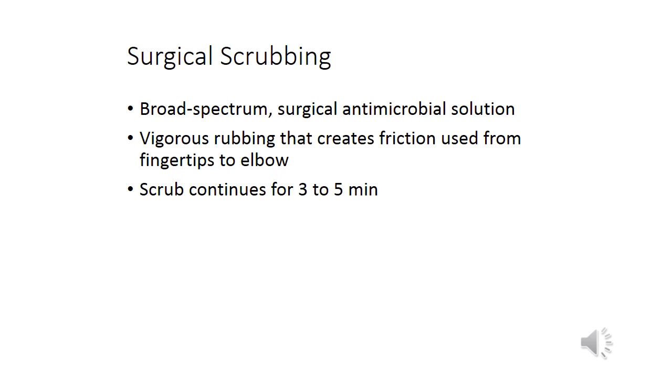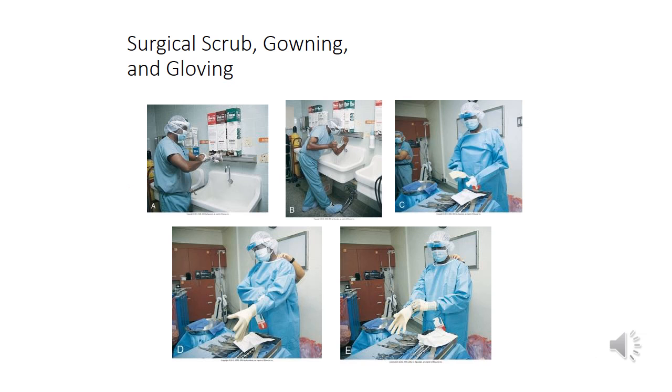A broad-spectrum surgical antimicrobial soap is used for the surgical scrub. Plain or antimicrobial soap is used for washing hands immediately before the surgical scrub. Vigorous rubbing creates friction, used from the fingertips to the elbow. The scrub continues for 3 to 5 minutes, followed by a rinse. During the rinse, hands and arms are positioned so that the water runs off rather than up or down the arms.